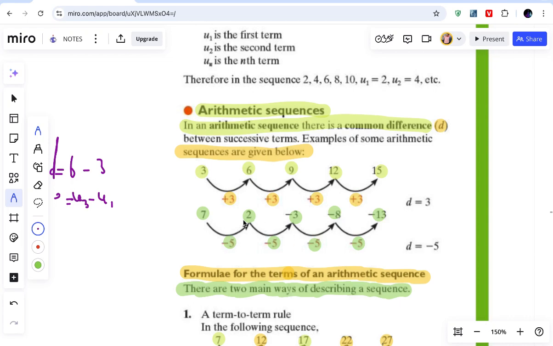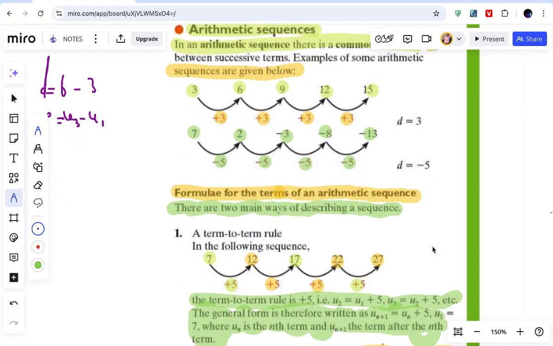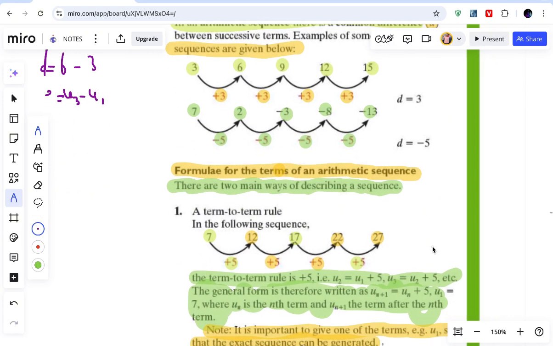Okay? Now for this one, if you want the common difference, you say 2 minus 7, you get negative 5. This one, negative 3 minus 2, you get negative 5 also. Negative 8 minus negative 3, you get negative 5. Negative 13 minus negative 8, you get negative 5. So the common difference is negative 5.